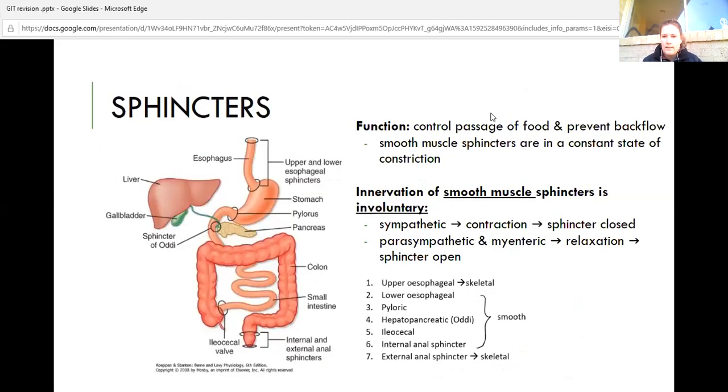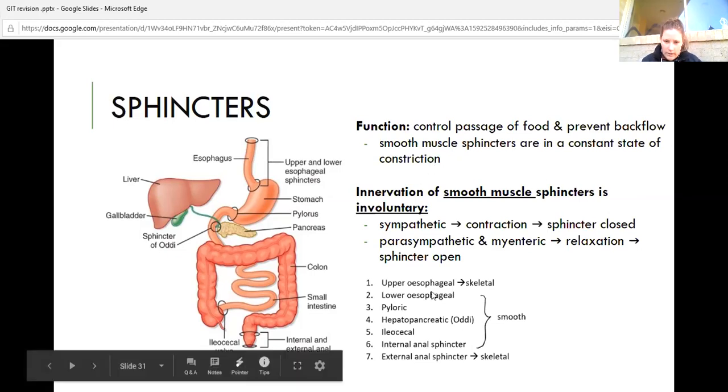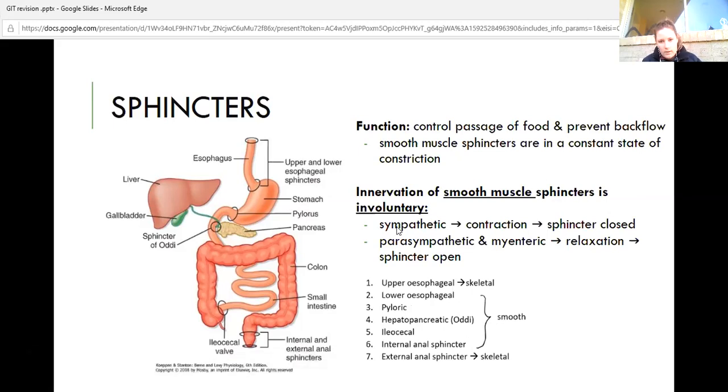Then you've got your sphincters, so controlling the flow of food and also preventing backflow. And normally they're constantly constricted. The smooth muscle ones are all the ones inside you, and then the skeletal are at either end, over which you have voluntary control, but the smooth muscle ones are involuntary. And so sympathetic innervation causes contraction of them, and so the sphincters close, whereas parasympathetic, rest and digest, and the myenteric, their relaxation, sphincters open, want the food to go through.